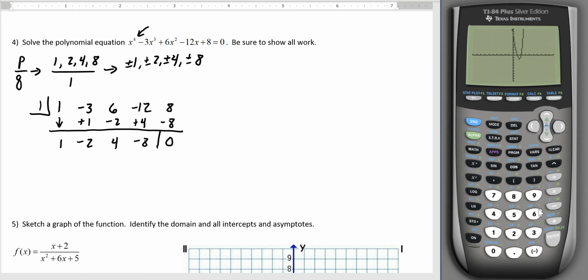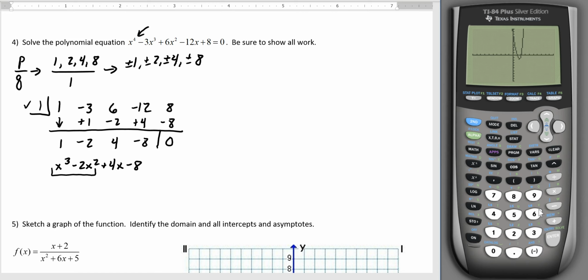There we go. Okay, so we're confident with x equals 1. And now notice what we got from this. x to the third minus 2x squared plus 4x minus 8. Now this won't always be the case, but it is this time. I believe we can solve this by factoring by grouping. So let's try it.